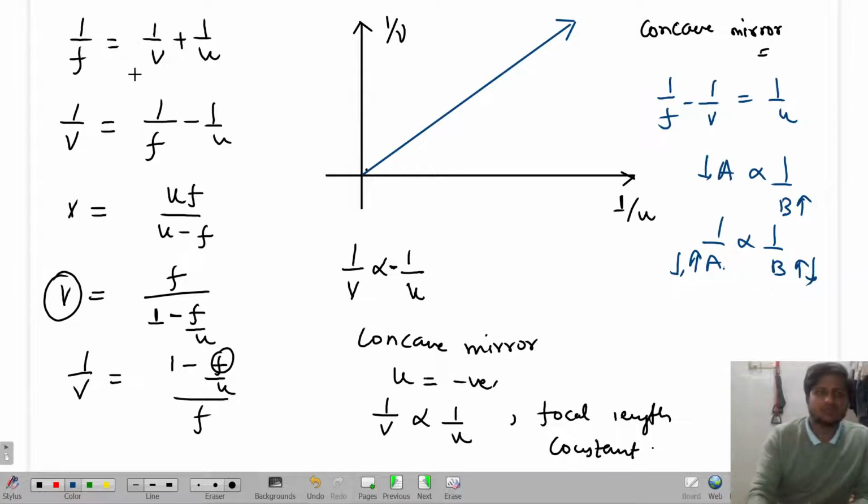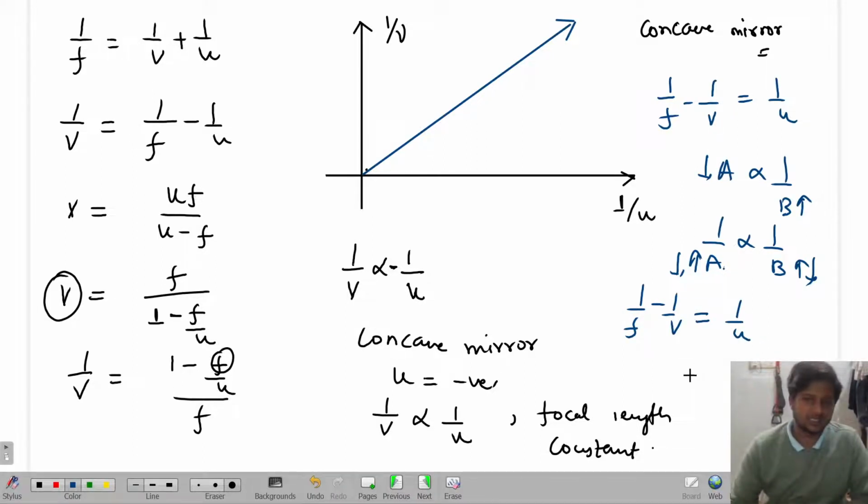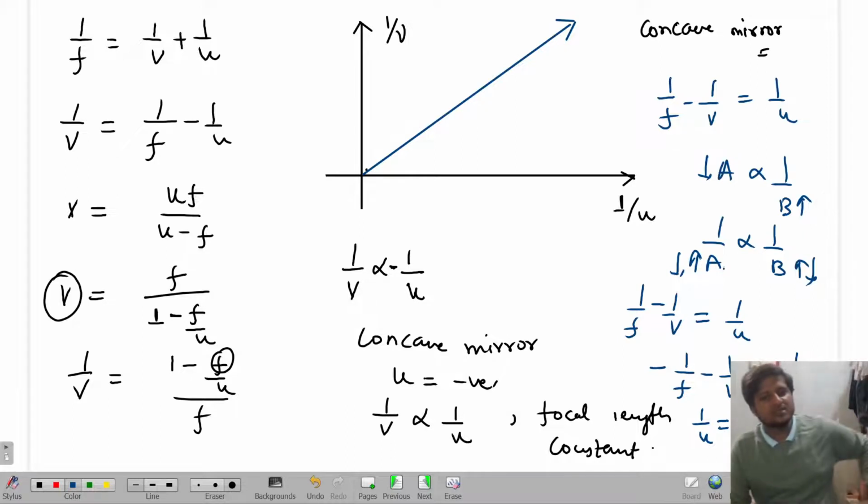Okay. Now the next point is over here, what you observe: you have written one thing, 1 by f minus 1 by v is equal to 1 by u. You are telling like this. But f is negative over here or not, Gagan? Minus 1 by f. So minus 1 by v is equal to minus 1 by u. If you take all the minus common, actually you are getting, for concave mirror, 1 by u is equal to 1 by f plus 1 by v.